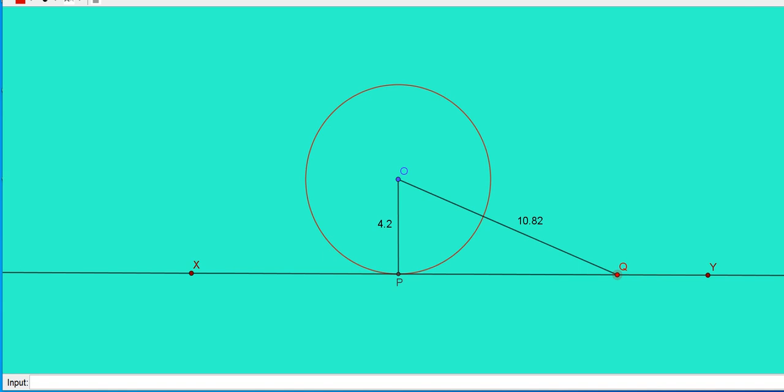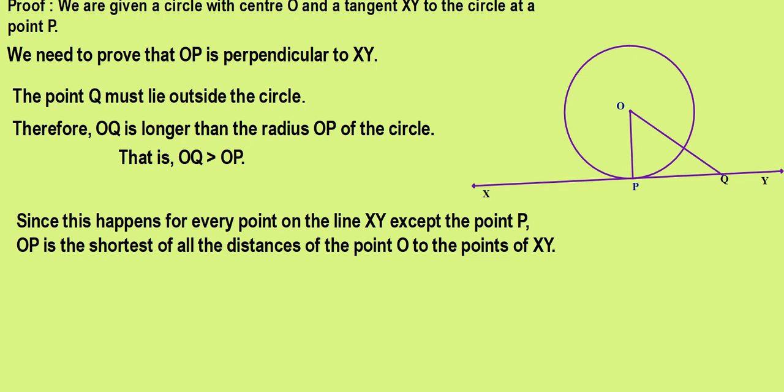So we can write OP is the shortest of all distances from O to the tangent XY. So we can write, since this happens for every point on the line XY except the point P, OP is the shortest of all the distances of the point O to the points of XY. And you know that the shortest distance is always perpendicular. So we can conclude OP is perpendicular to XY.